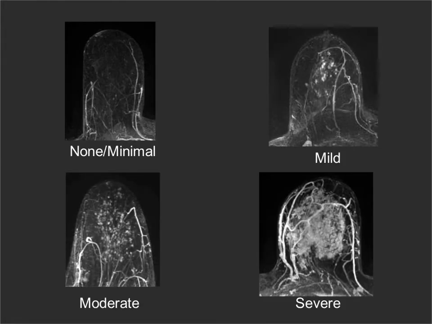I actually quite like looking at the MIPs. I find the subtraction MIPs are a really nice way to get an idea of the background parenchymal enhancement in the patient. You can also get a much better idea of the symmetry. But just to remind you, you do need to look at the amount of fibroglandular tissue there to make the full assessment.